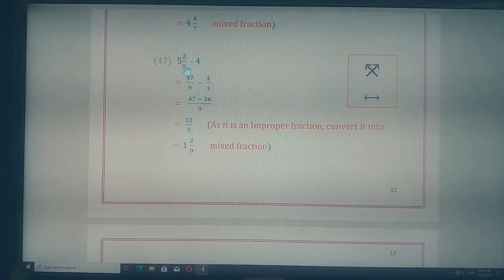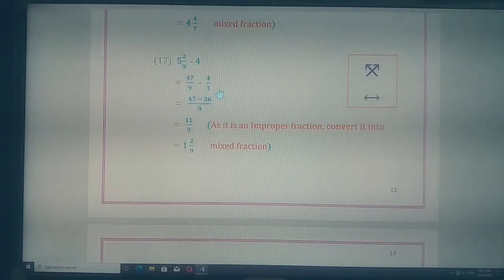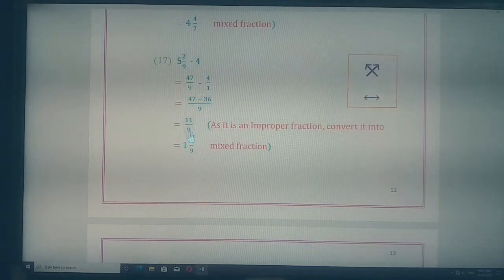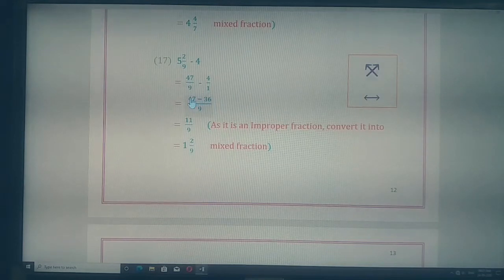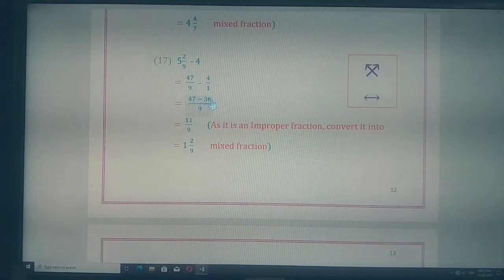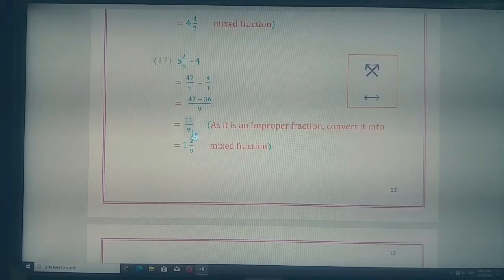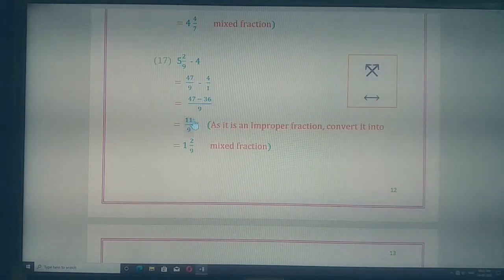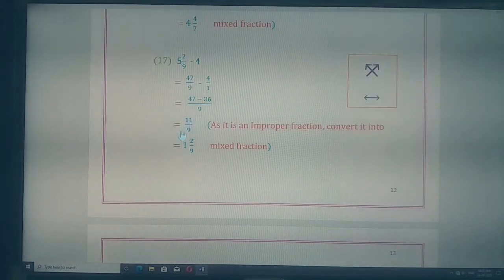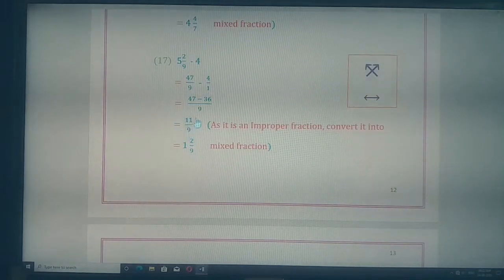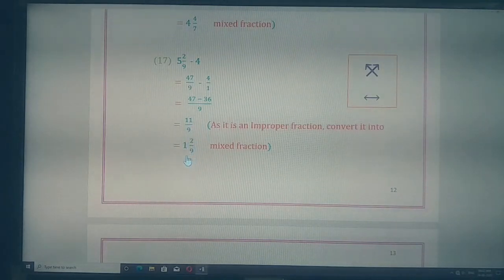In addition or subtraction of fractions, we have to remember the denominators are never added or subtracted. Only the numerators are added or subtracted. So this 9 we have to copy as it is, and the numerators we have to add or subtract. Here subtraction is there. So 47 minus 36, the answer will be 11, which we'll write here in the next step, 11 upon 9. If we observe, 11 upon 9 is an improper fraction because the numerator is a bigger number than the denominator. So we have to convert it into a mixed fraction because the answer should never be written as an improper fraction. We have to convert the answer always into a mixed fraction or a simple fraction.